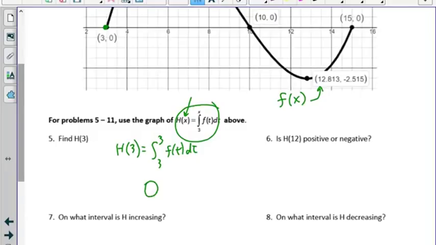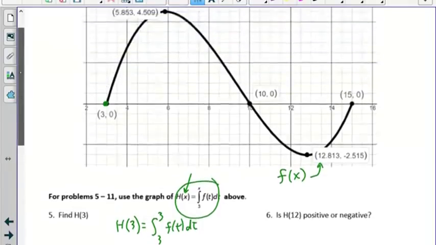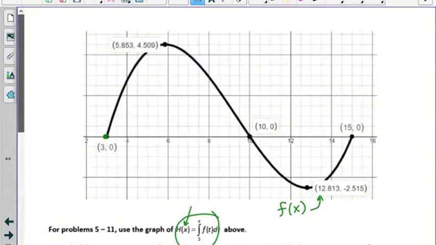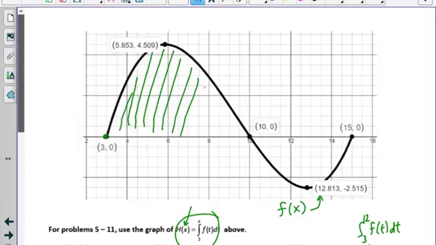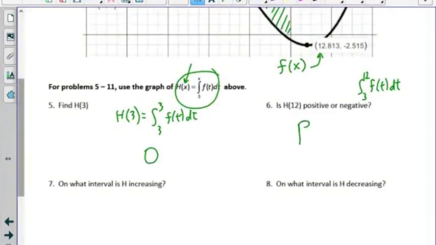Number 6, is h of 12 positive or negative? So what we have to do then is we're basically looking at this graph and finding the signed area from 3 to 12. So we're taking the integral from 3 to 12 of f of t dt. We have a lot of positive area that we're taking, and then we have some negative area, but that negative area is not going to be able to cancel out the positive area that we had up there. So the answer to number 6 is positive.